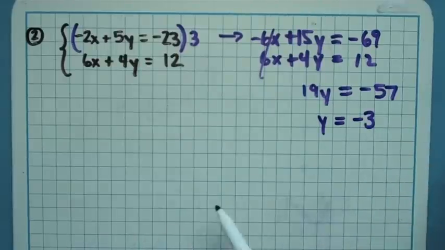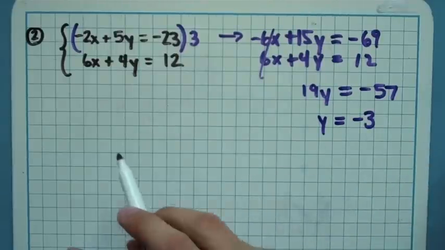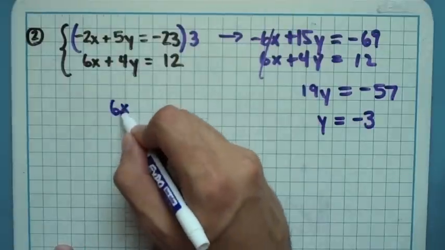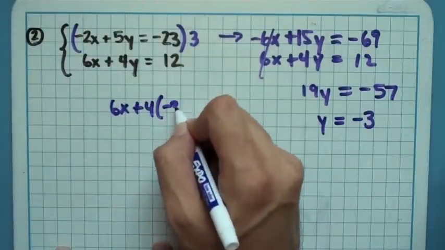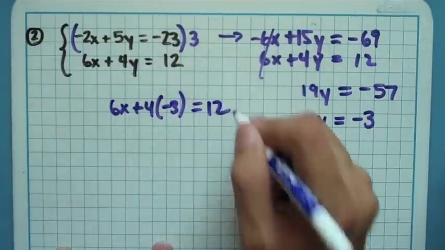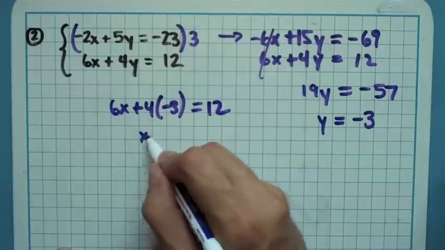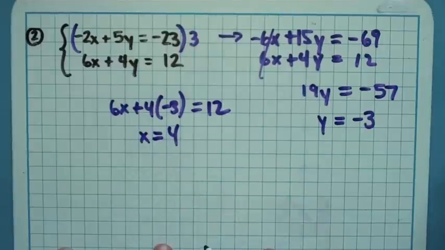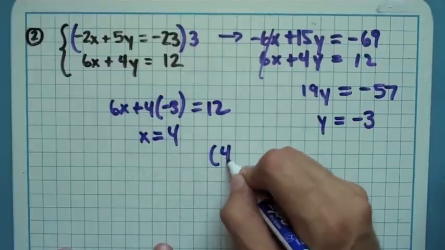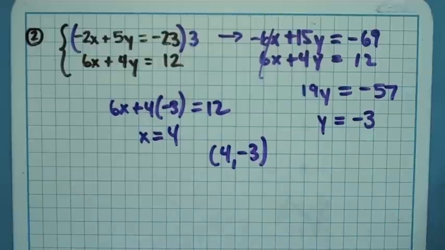And then once you get that, you just plug it back in, like always, to get your answer. So if I go 6x plus 4 times negative 3 equals 12, you're going to get x equals 4 when you solve that. So my answer to this one is (4, -3). And I have one final problem in this video here.